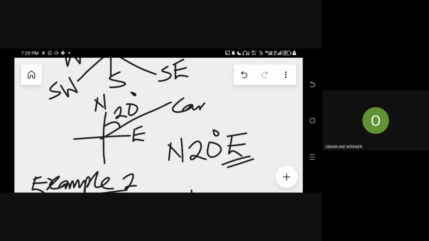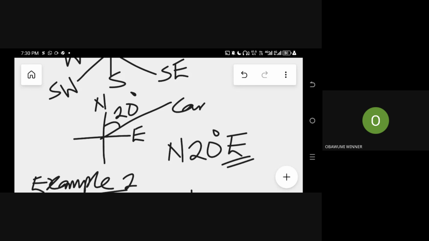But then how many degrees from the north, how many degrees eastward do you have the car parked? You say the car is parked at north 20 degrees east, because the angle has to border with the north or with the south. In this case, the angle 20 degrees is bordering with the north. So you say the bearing of the car is north 20 degrees east. Do you understand?